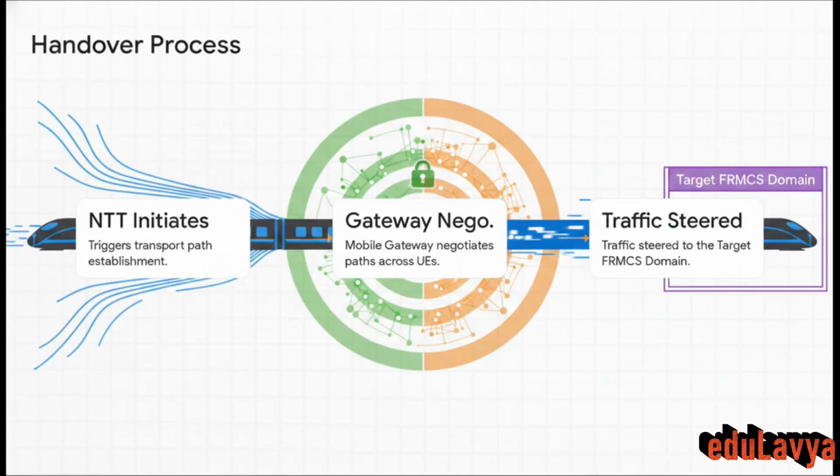And this handover process is highly methodical. As a train approaches a network border, a network transition trigger, or NTT, actually initiates the setup of a transport path in the target domain ahead of time. Because this path is proactively established, the transport tunnel is already there, just waiting to carry mission-critical signaling by the time the train physically crosses over. The mobile gateway handles the negotiations, and traffic is steered securely and seamlessly right into the new domain.